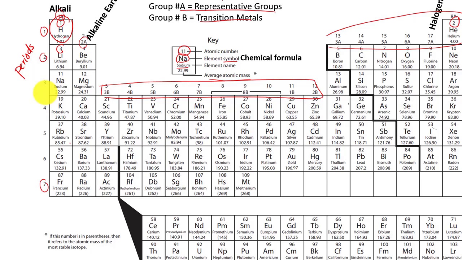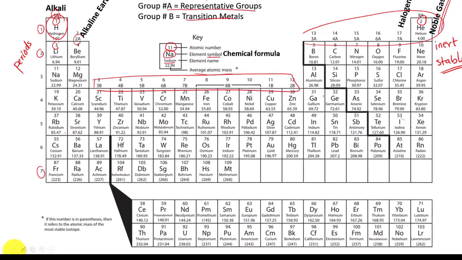So that is the general description of the periodic table. Now let's look at the other part of the periodic table.